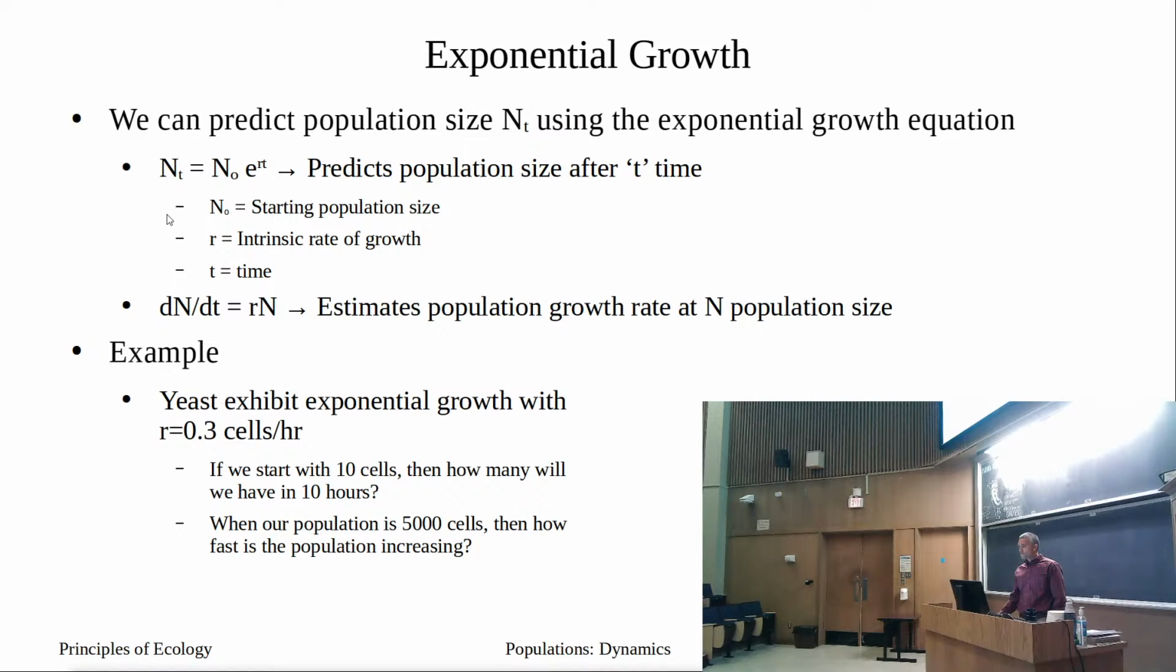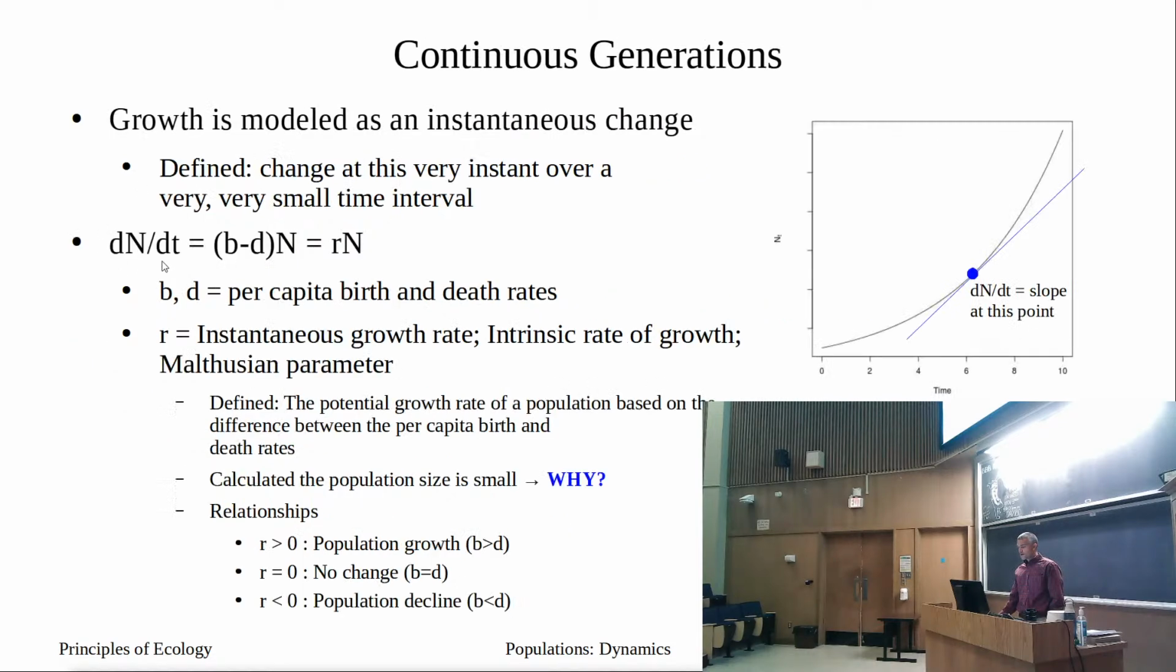And there's one more. Instantaneous growth rate. So intrinsic rate of growth is probably the one that you'll see most often, followed by the instantaneous growth rate or instantaneous rate of growth. Malthusian parameter, you may see it in historical contexts. We use it to calculate our change in population size, and our change in population size represents the slope on our population growth curve.